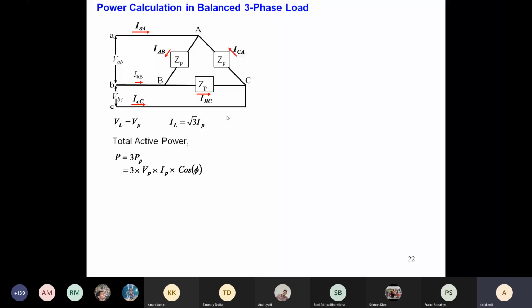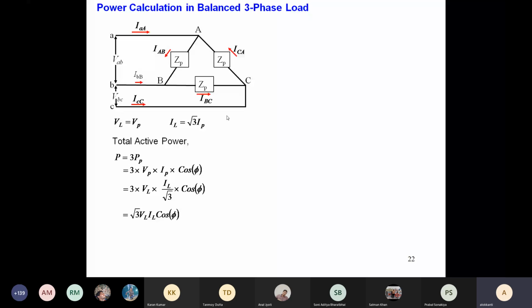So it is 3 into VP into IP into cos phi, and this VP here is the same as VL, but IP is equal to IL by root 3, and your cos phi is cos phi. So the expression becomes total active power equal to root 3 VL IL cos phi. So if the line voltages and line currents are measured, and the power factor angle is known, the total active power is root 3 VL IL cos phi. This is the formula of the total active power in 3-phase.